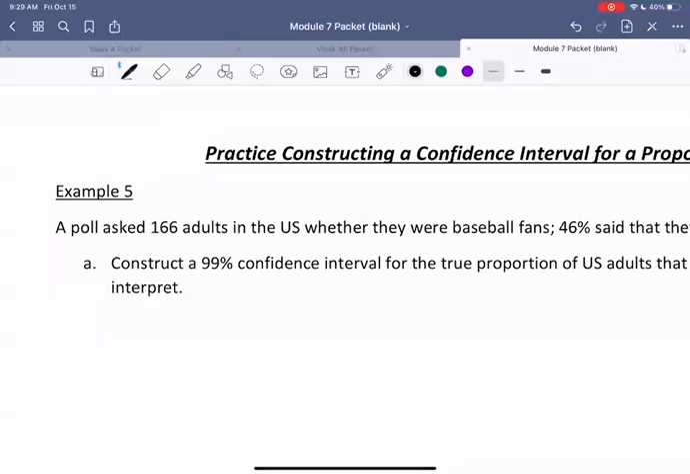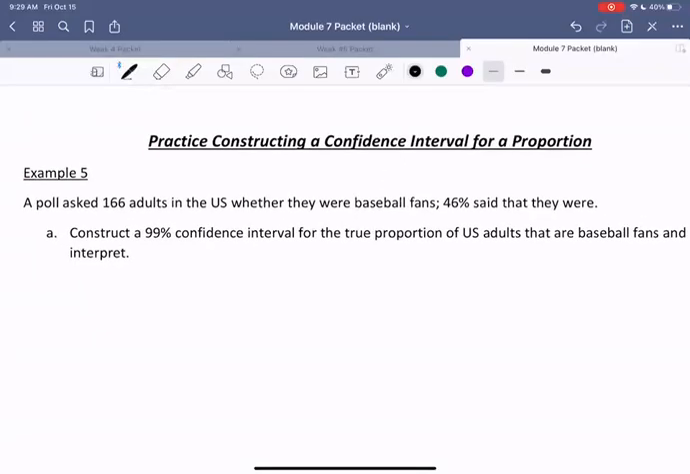Hello, everyone. In this video, we're going to look at some examples of how to compute confidence intervals for proportions. Before we get started, I just want to summarize the main steps that we need to take when computing a confidence interval. Our first step is just to ensure that we can use the standard error formula for the proportion that we found in the previous video.